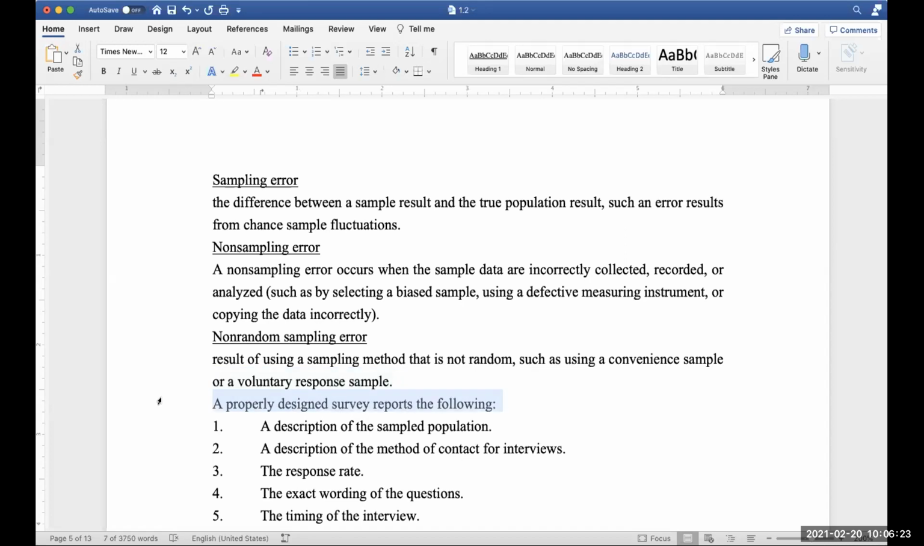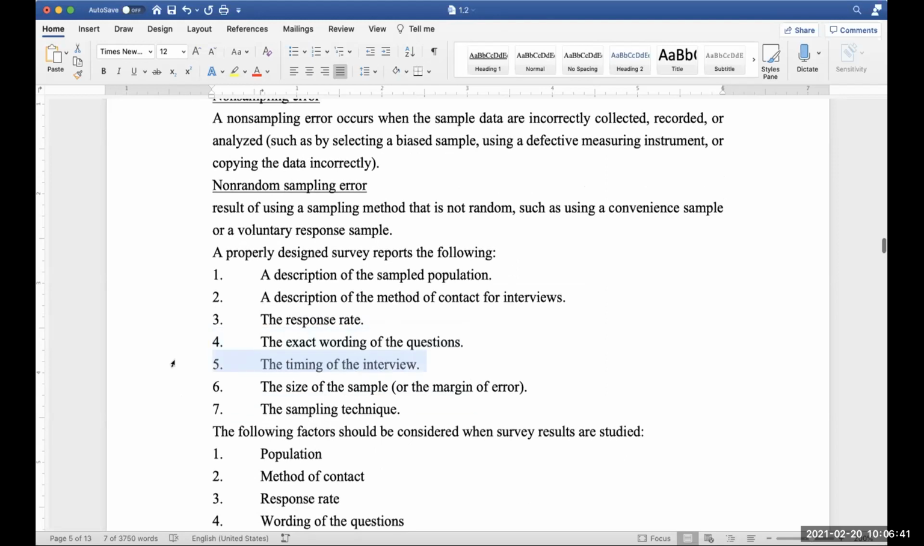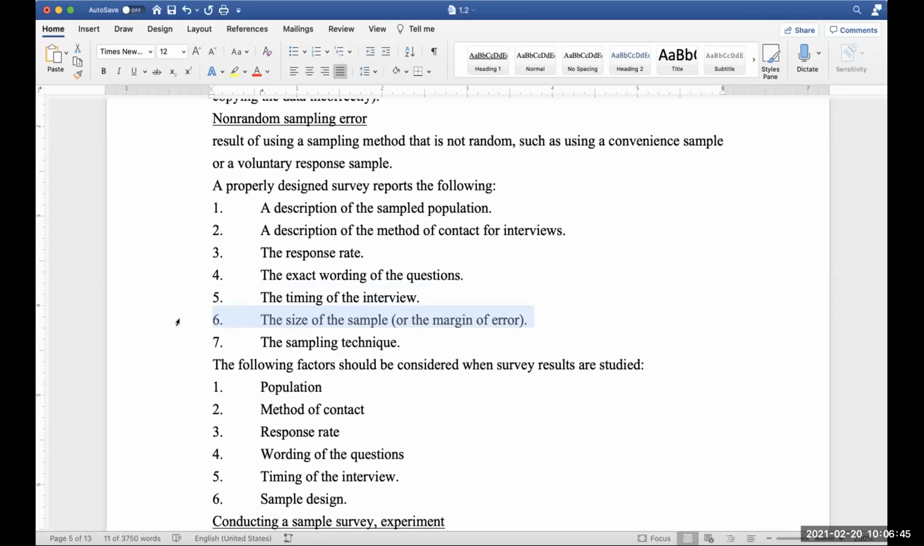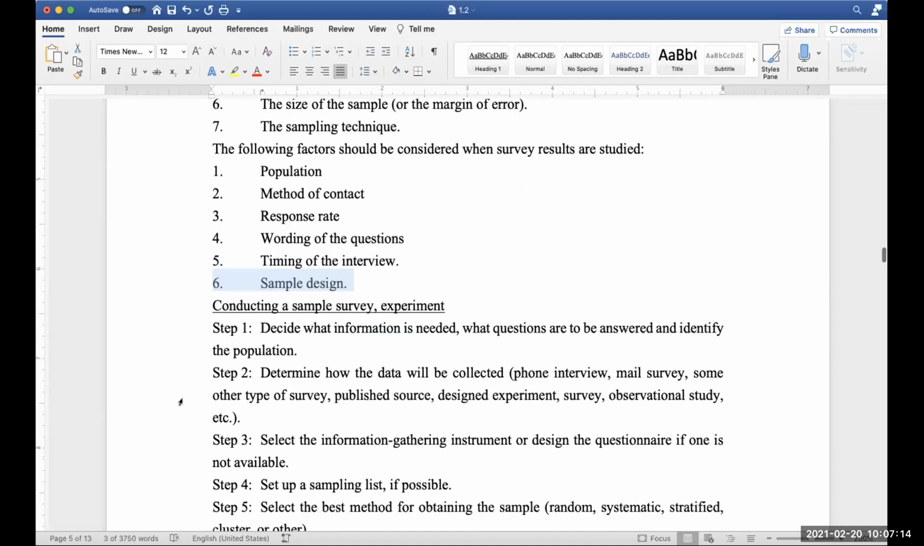So a properly designed survey reports the following: a description of the sampled population, a description of the method of contact, the response rate, the exact wording of the questions, the timing of the interview, the size of the sample and the margin of error, and the sampling technique. So these factors should be considered when survey results are studied: your population, your method of contact, response rate, the wording of the question, the timing of the interview, and the sample design.